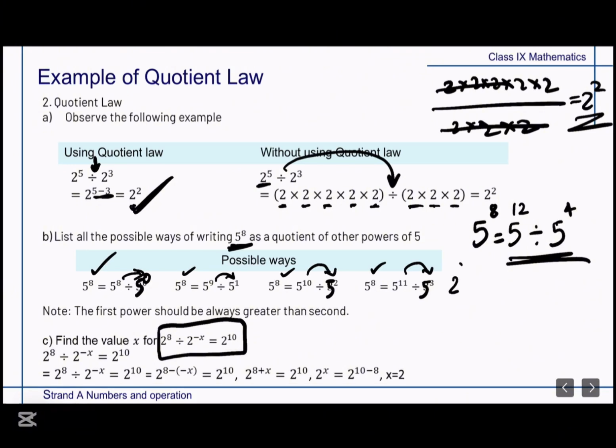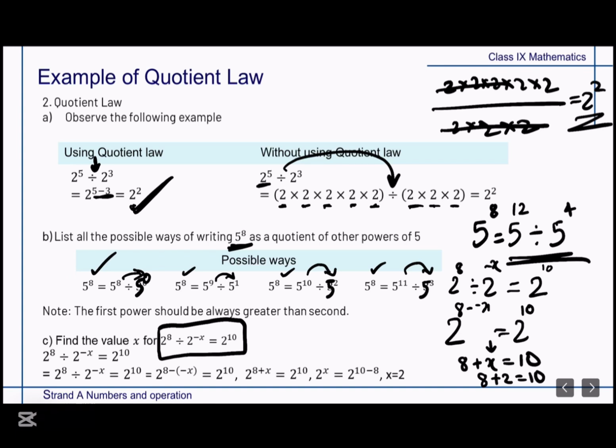So you have here 2 raised to 8 divided by 2 raised to negative x, which equals 2 raised to 10. So according to quotient law, the exponents have to be subtracted. So 8 minus the exponent here, which is negative x. Then since the bases are equal, the exponents have to be equal. So 8 plus x is equal to 10. So what should be added to 8 to get 10? So 8 plus 2 will give me 10. So that's how you discover that x is 2.